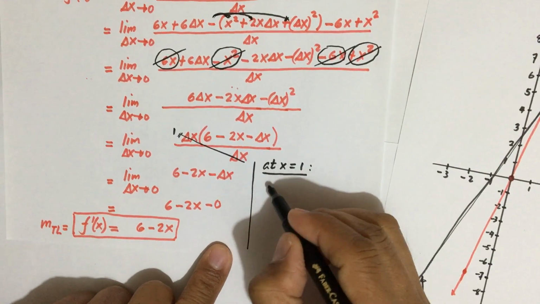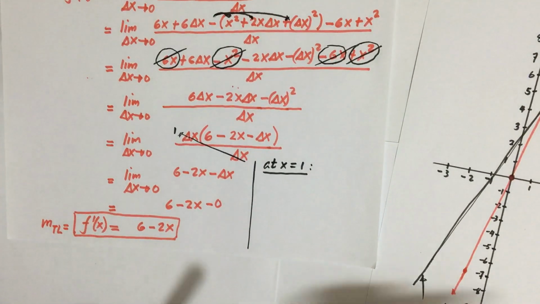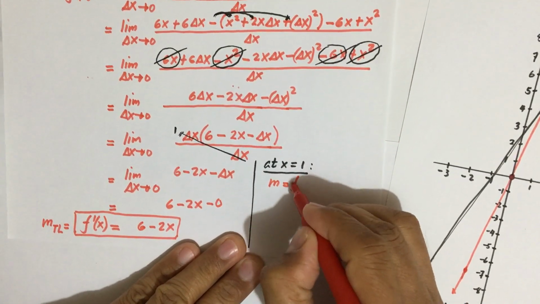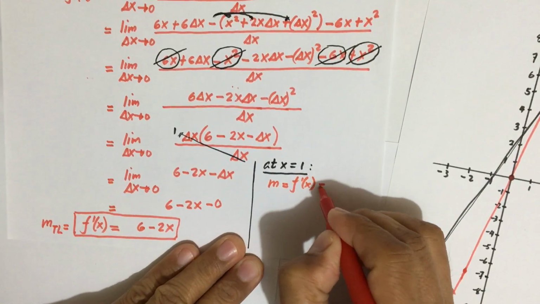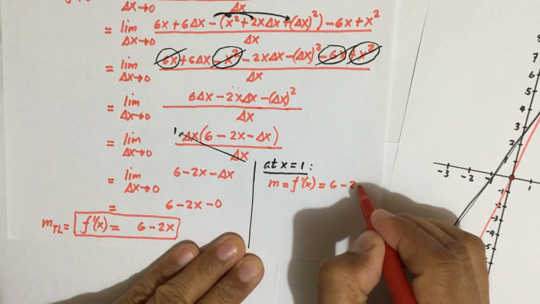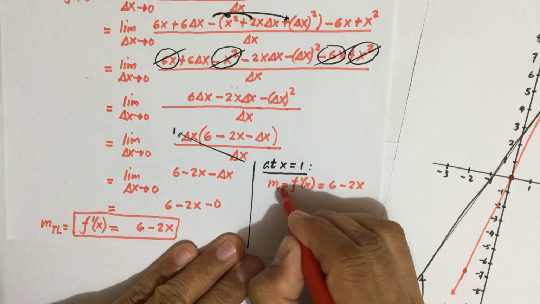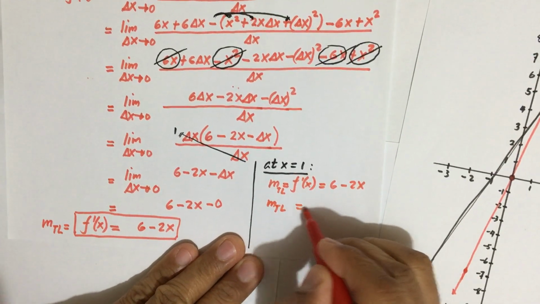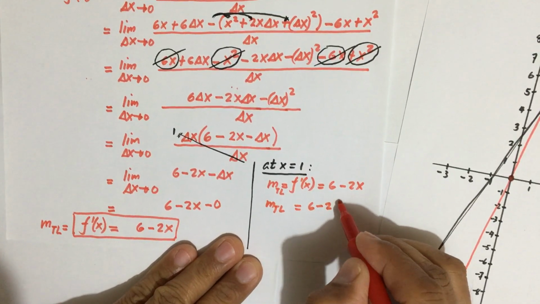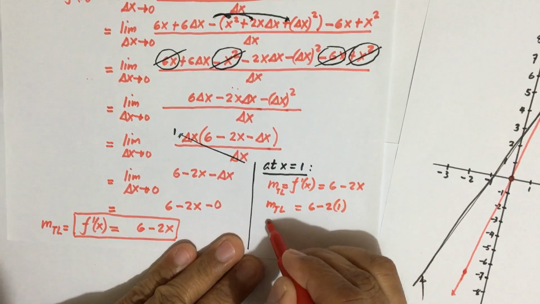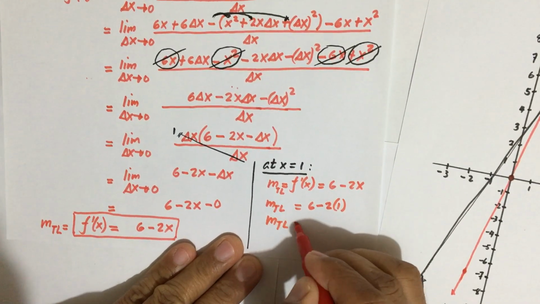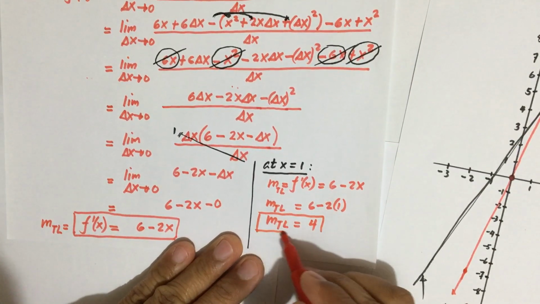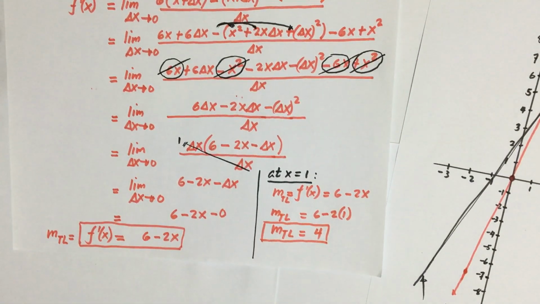So the slope, which is m of the tangent line, is equal to f prime of x equal to 6 minus 2x. Okay, substituting. So slope of the tangent line equal to 6 minus 2 times x equal to 1. So the slope of the tangent line is equal to 4. Okay, so we have solved the slope of the tangent line.